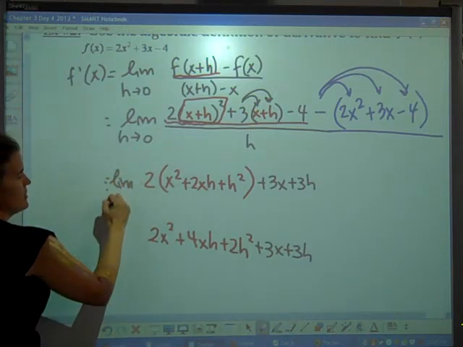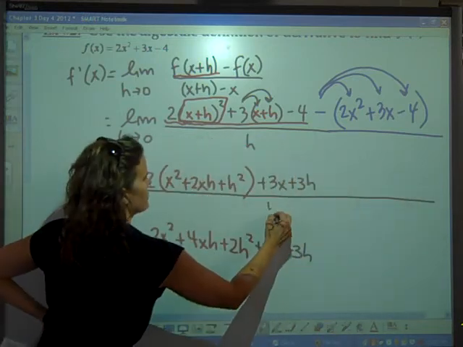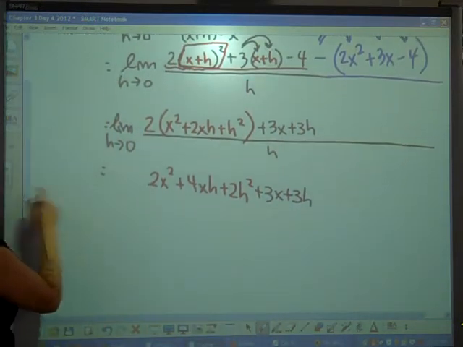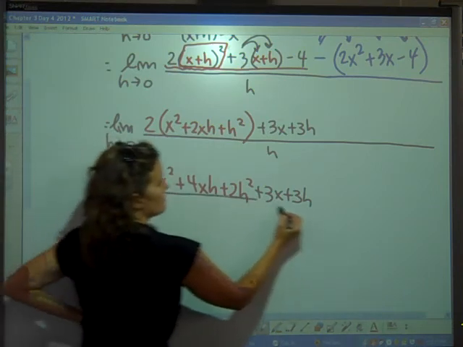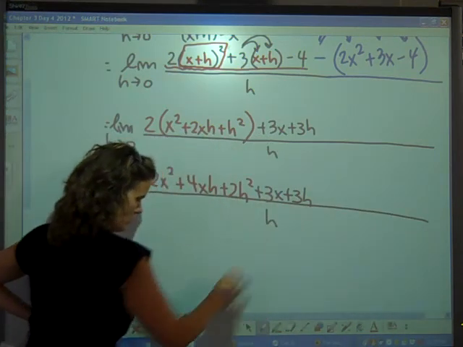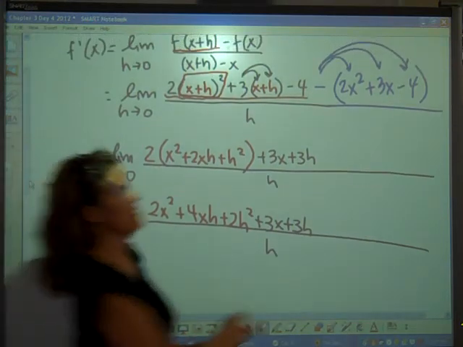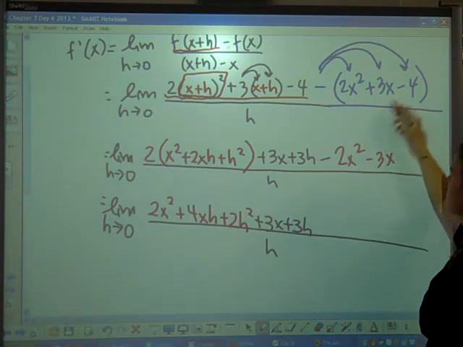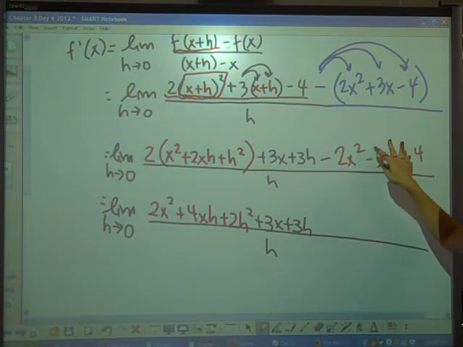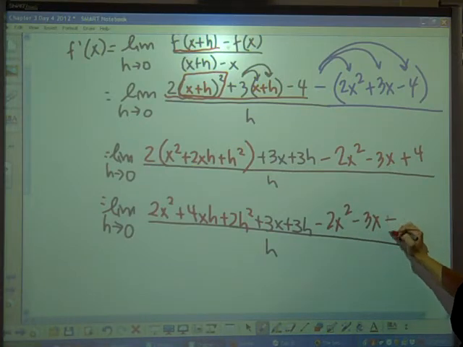This is all still the limit as h approaches 0. All that stuff over h. So I still haven't distributed that negative. I need to write that in. So I'll be minusing 2x squared, minusing 3x, and adding 4. So I guess I could just bring that down here. Minus 2x squared minus 3x plus 4.